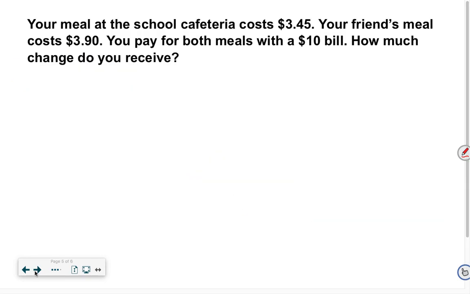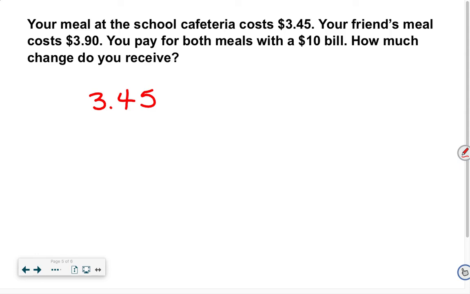Let's try one more. Let's try a story problem first though, okay? Your meal at the school cafeteria costs you $3.45. Okay? Your friend's meal costs $3.90. You pay for both meals with a $10 bill. How much change do you receive?